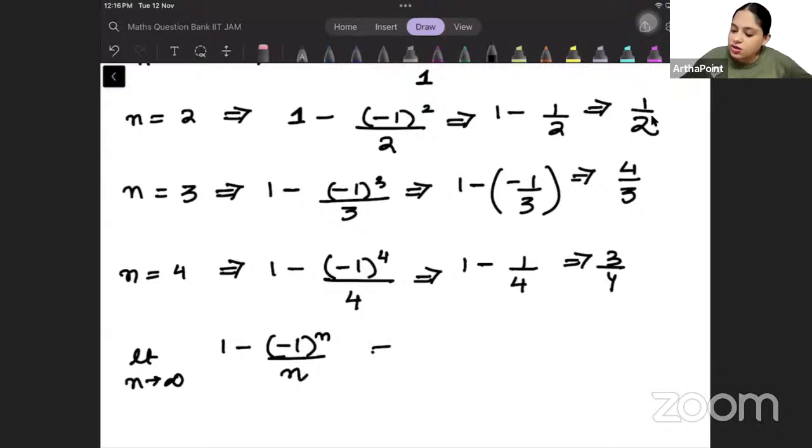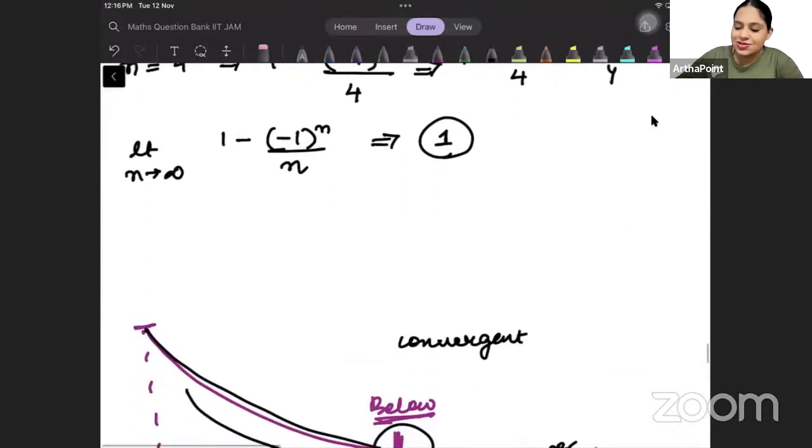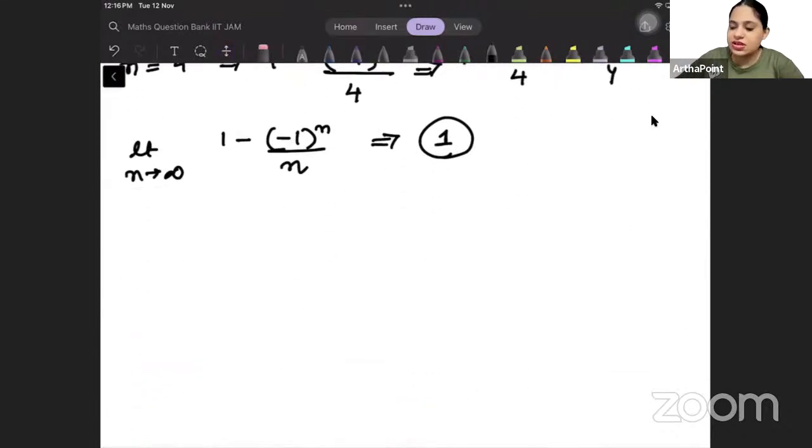when you work this out, I am leaving it to you. You should get the answer as 1. We have already done limits. So you will get the answer as 1. Okay. Now, why will you get 1? Let me just do this for the sake.